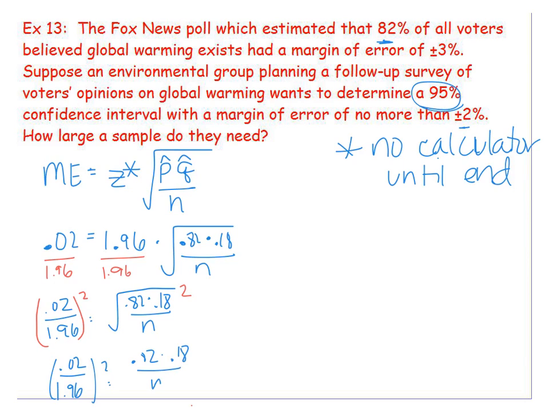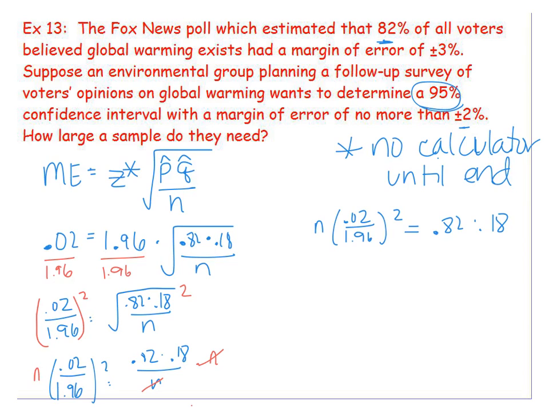Well, unfortunately at this point there's not an easy piece to move. We need N by itself, but the problem is N is in the denominator. So I'm going to start by getting N out of the denominator. So I'm going to multiply by N on both sides. That cancels those. That leaves me with N times (0.02 divided by 1.96) squared equals 0.82 times 0.18.